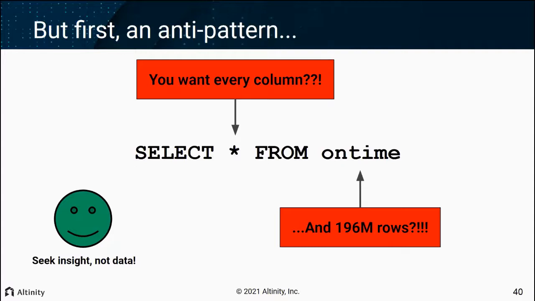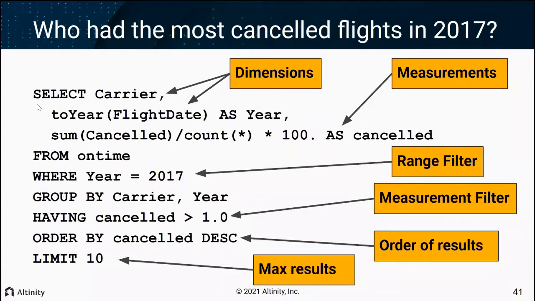So what you're looking for in these data warehouses is insight. You're not specifically looking for data, although later on you could drill down to very specific parts of it. So what we're going to see are queries that look a lot more like this, where we ask the question: which carrier had the most canceled flights in 2017?